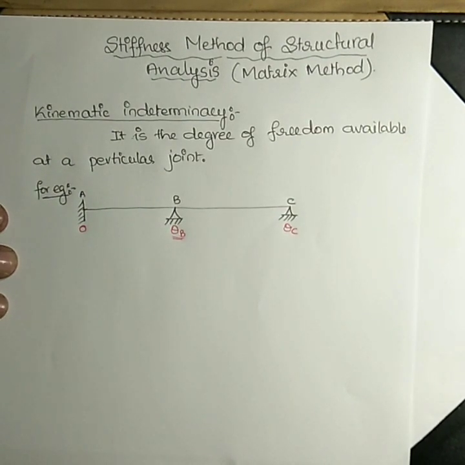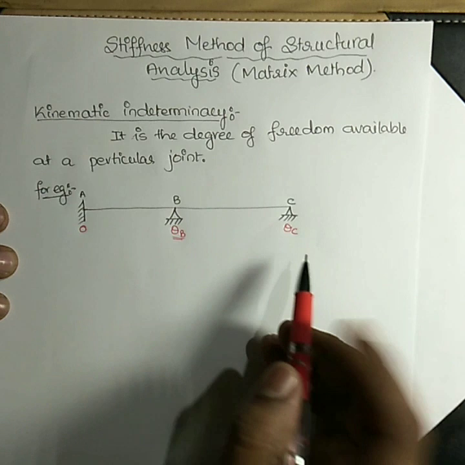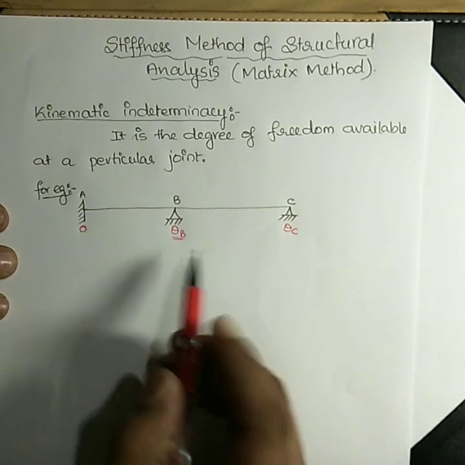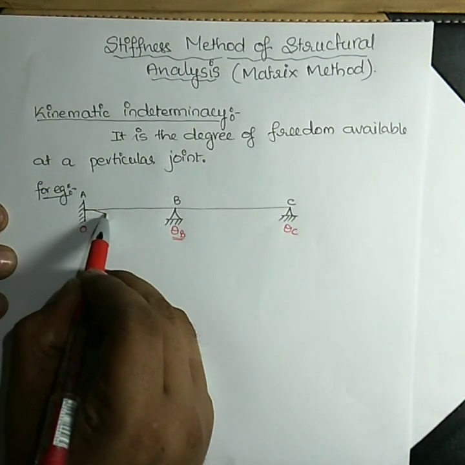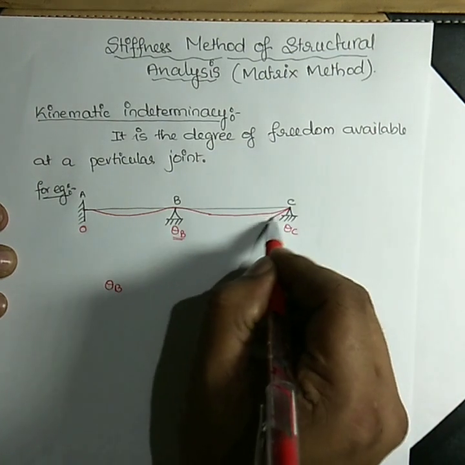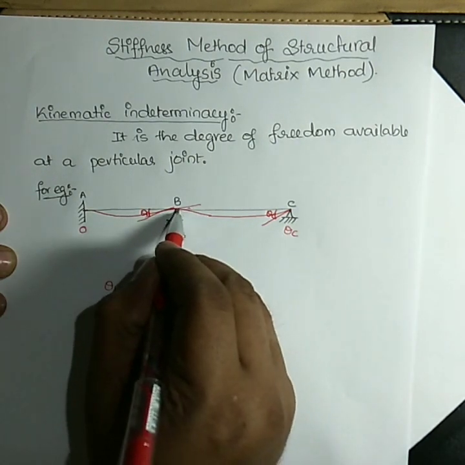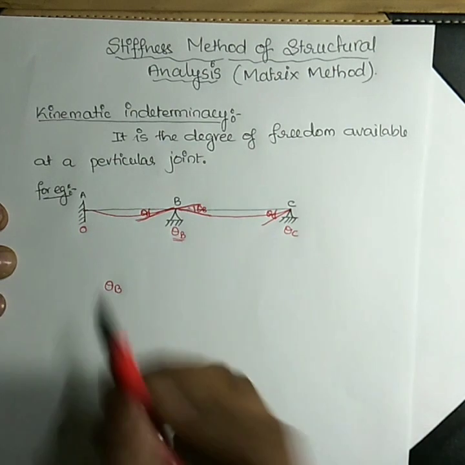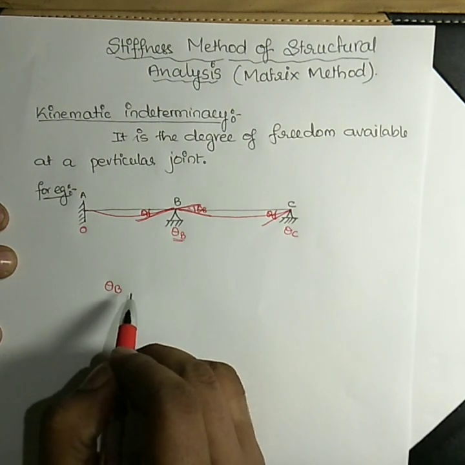In order to develop a stiffness matrix for this particular beam, first you need to assume some directions. These directions are assumed based on the kinematic indeterminacy. For example, if you have theta B as the kinematic indeterminacy, the deflected shape usually will be something like this. Hence theta C comes here, theta B will be like this, and depending upon these two directions, we are going to assume the directions for the stiffness matrix method.